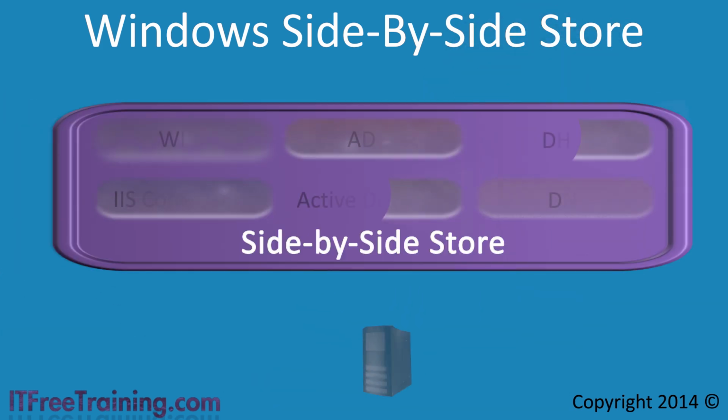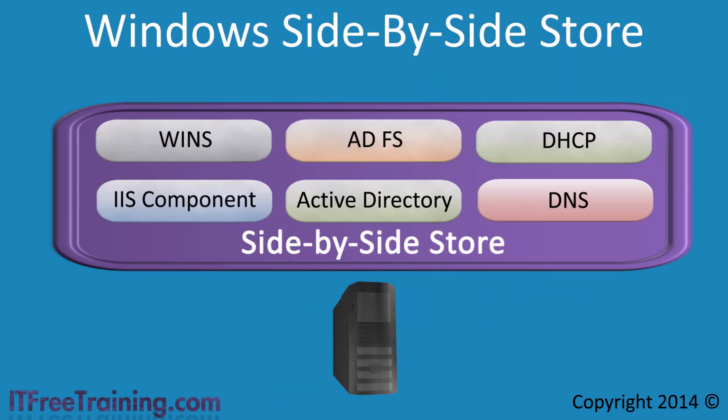The truth be known, nowadays the side-by-side store stores items as collections of files for a particular update or component rather than single files. But you get the idea. Different components and versions of these components can be stored in the side-by-side store and accessed as required. This helps keep your software running after an update.